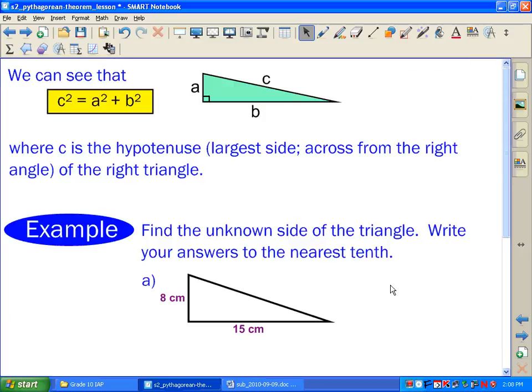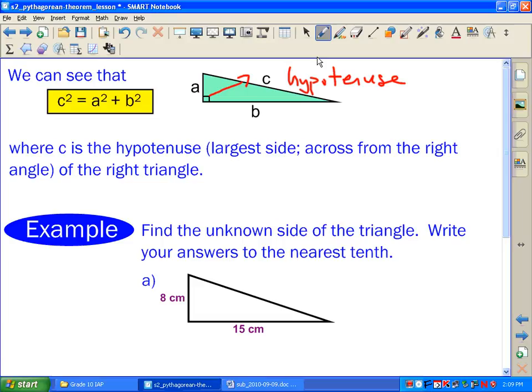Okay, now let's move on. We did say that the Pythagorean theorem is c squared is equal to a squared plus b squared. C is always the side across from the right angle. The right angle is right here, so this is your c. C is also what we call the hypotenuse, which is written below, and the hypotenuse is always the largest side of the triangle. So c squared is equal to a squared plus b squared. Now, let's use that formula and try to do these examples.